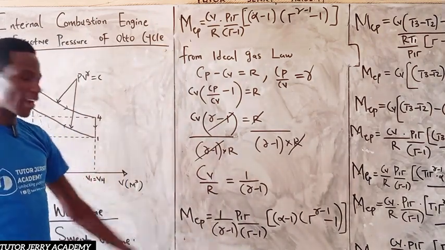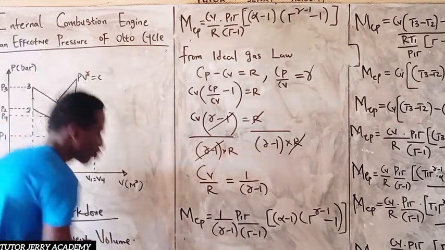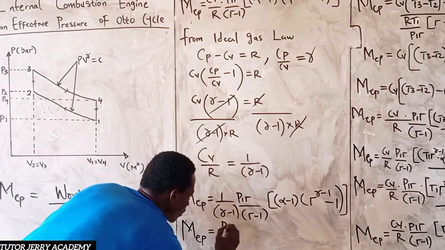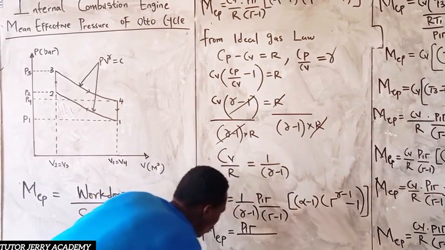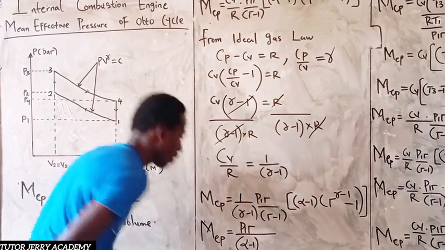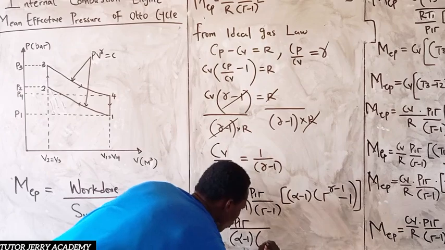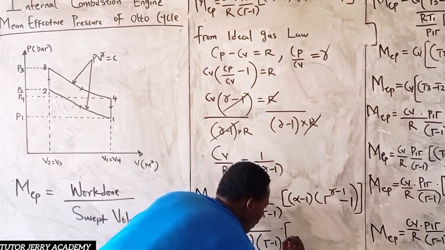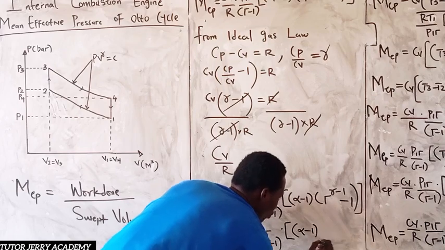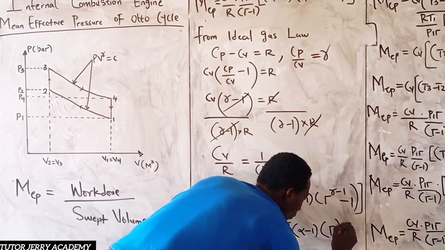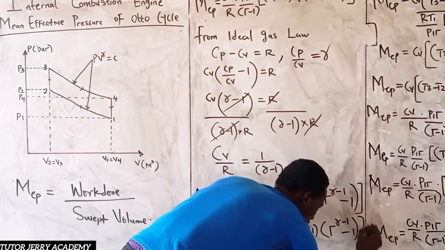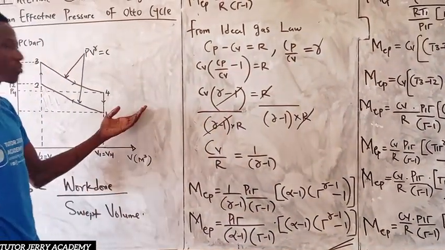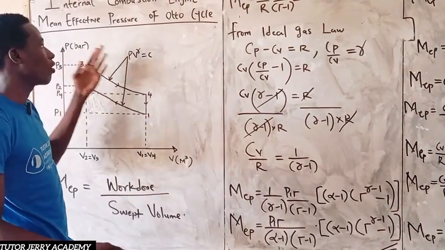So lastly, I can further simplify this. I can rewrite this to be mean effective pressure equal to P1 compression ratio over the bracket of gamma, bracket of alpha minus 1 into the bracket of compression ratio minus 1, multiplying the bracket of alpha minus 1 into the bracket of compression ratio to the power of gamma minus 1, close bracket. So this is the mean effective pressure of an Otto cycle, which of course we know has 4 processes.